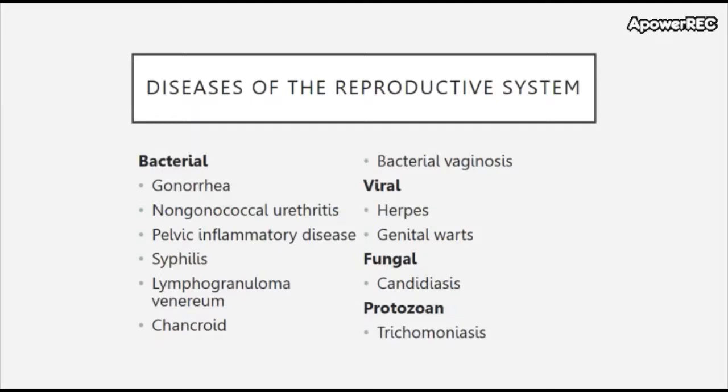The etiology of diseases of the reproductive system is a little bit broader. They can be bacterial, viral, fungal, and protozoan. As you can see, many of the diseases on this list are transmitted sexually.